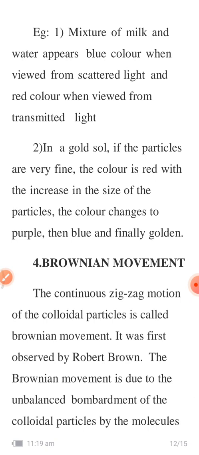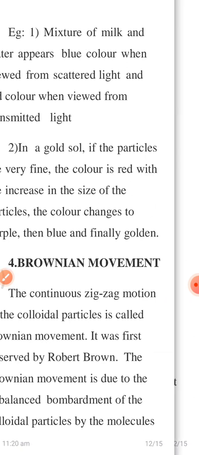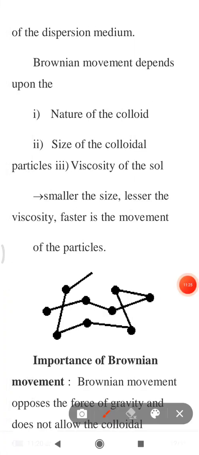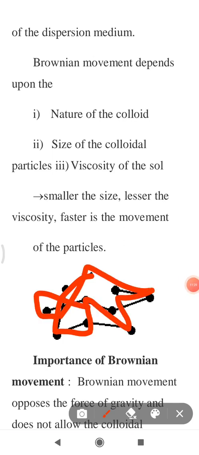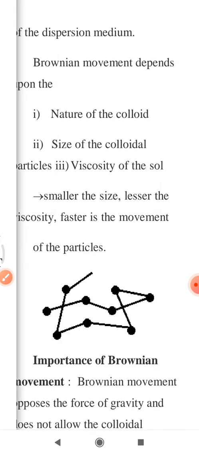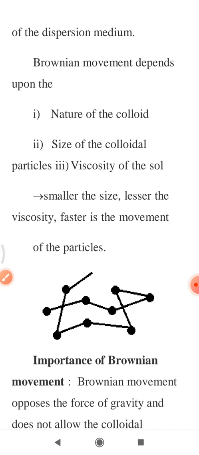Next one is Brownian movement. That is nothing but a continuous zigzag motion like this. As you can see in the diagram, the zigzag motion of the colloidal particle is called Brownian movement. It was first observed by Robert Brown, and the Brownian movement is due to the unbalanced bombardment of the colloidal particle by the molecules of the dispersion medium.